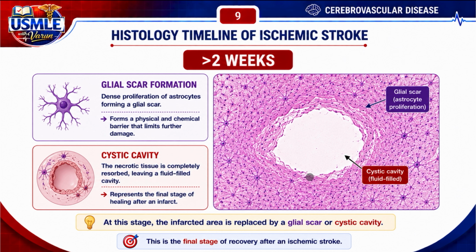And there's also something called the cystic cavity that develops. The necrotic tissue is completely resorbed, leaving a fluid-filled cavity. This represents the final stage of healing after an infarct. At this stage, the infarcted area is replaced by a glial scar or cystic cavity, and this happens after 2 weeks. This is the final stage of recovery after an ischemic stroke.